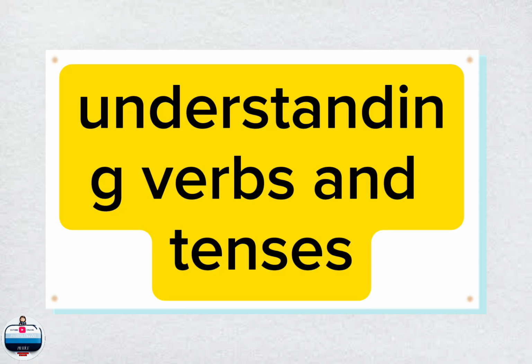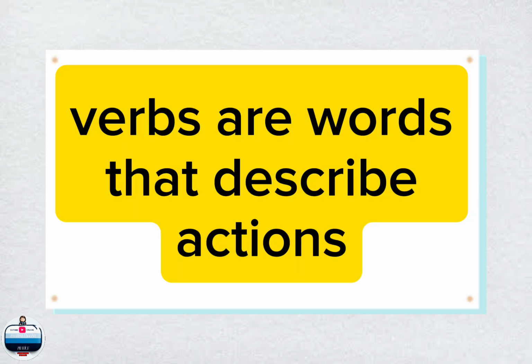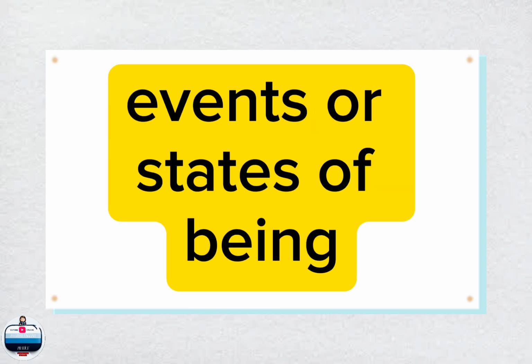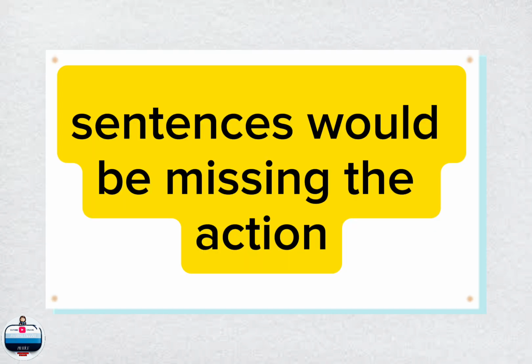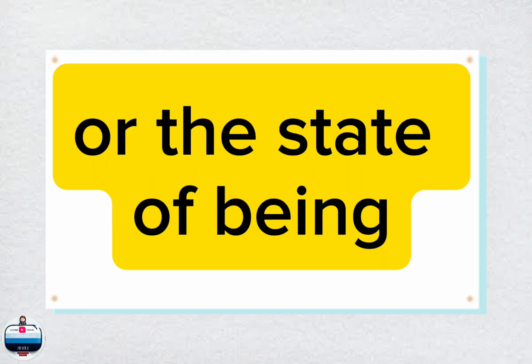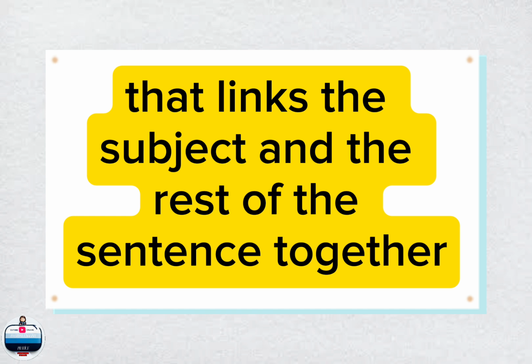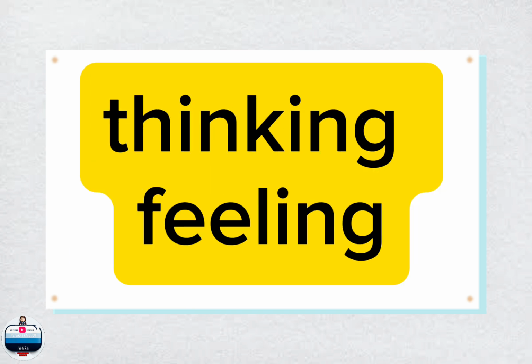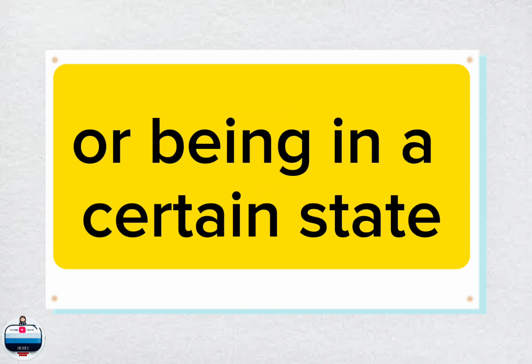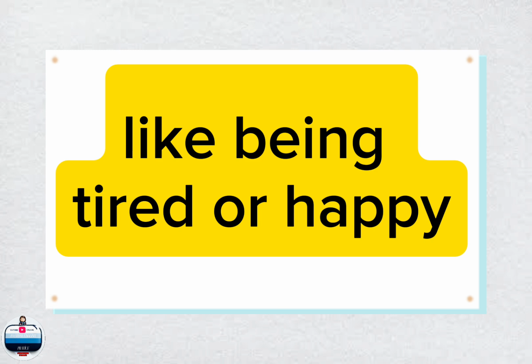Understanding verbs and tenses. Verbs are words that describe actions, events, or states of being. They are essential in making a sentence complete. Without verbs, sentences would be missing the action or the state of being that links the subject and the rest of the sentence together. You might use verbs to talk about running, jumping, thinking, feeling, or being in a certain state, like being tired or happy.